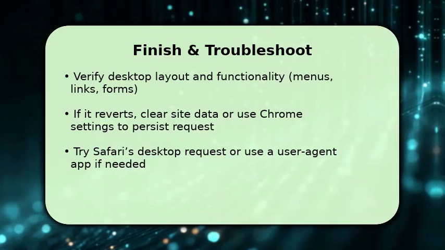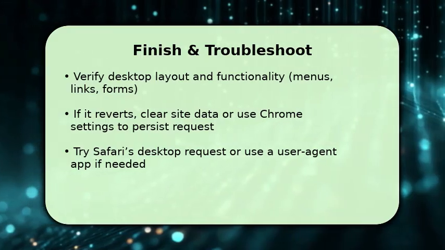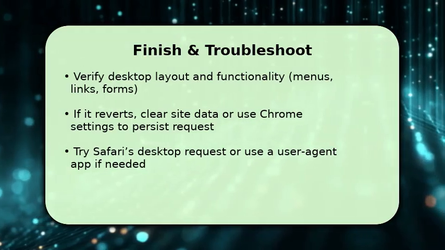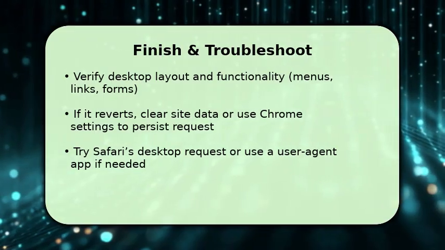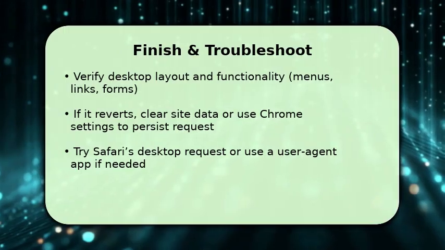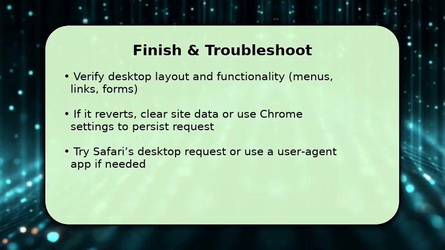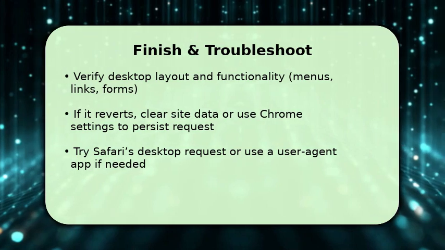If the site keeps reverting to mobile, clear site data, go to Chrome Settings, tap Privacy, then Clear Browsing Data for site cookies, and repeat Request Desktop Site. If that fails, try requesting desktop in Safari or use a user agent switcher app. Some sites detect devices server-side and ignore the header. Key troubleshooting tip: clearing cookies usually forces the server to respect the new request.